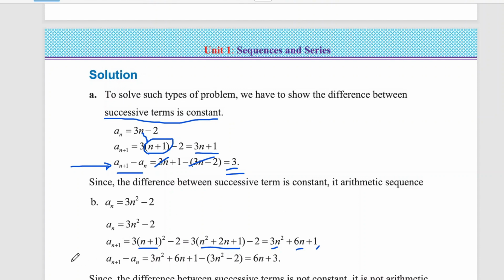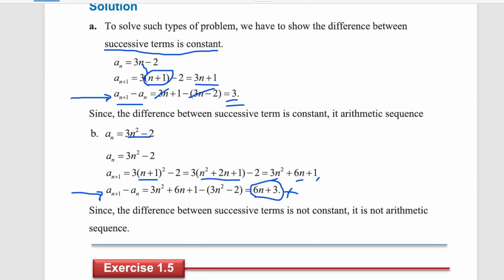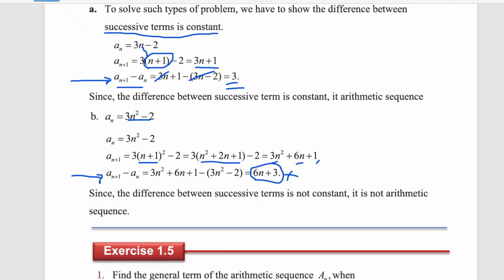Then what we have to do is subtract an from this an plus 1. Then we get 3n square plus 6n plus 1 minus 3n square minus 2. Then we get 6n plus 3, which is not constant, right? So this general term is not an arithmetic sequence, okay? This is the way we can differentiate an arithmetic sequence from a general term which is not an arithmetic sequence.